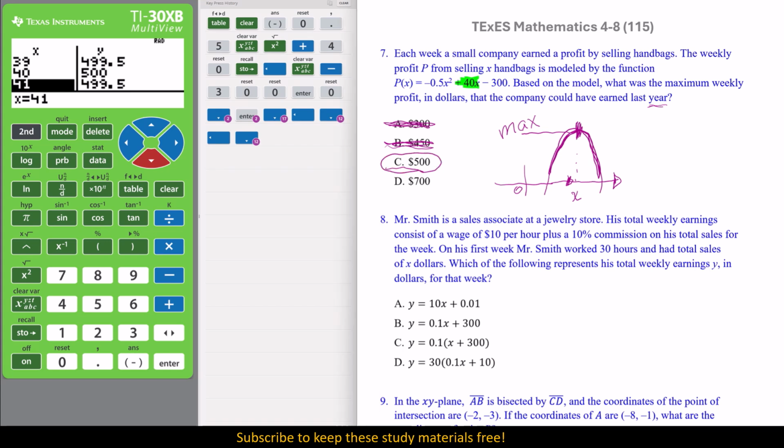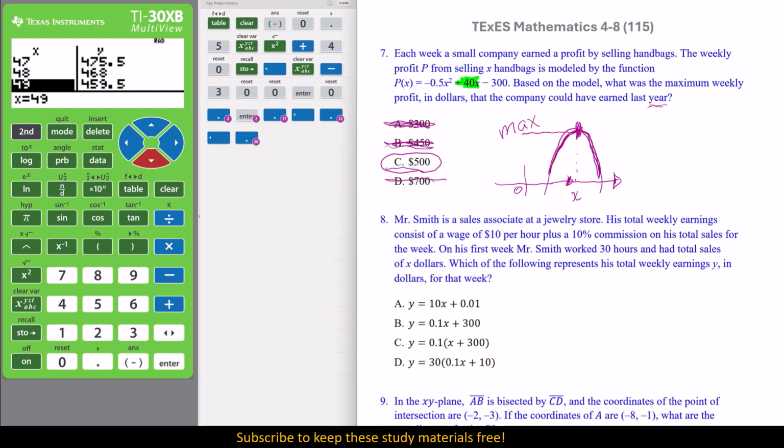So we're going down. We should see a decline from here on as we arrow down. Going down, going down. Yep. Definitely. So we never see $700. We never go up to 700. So D can be marked out.